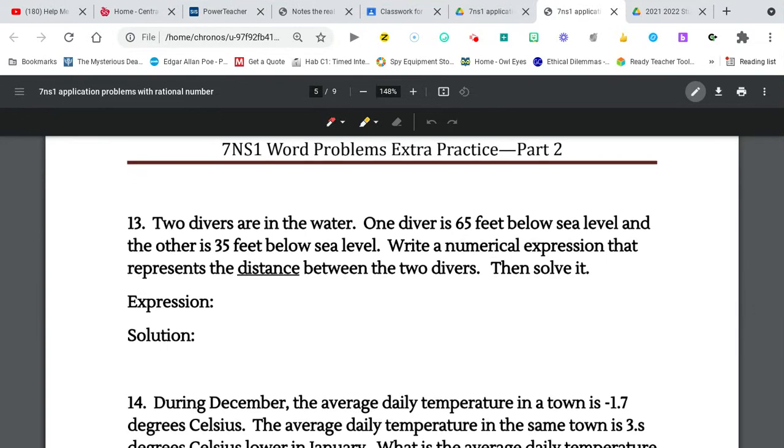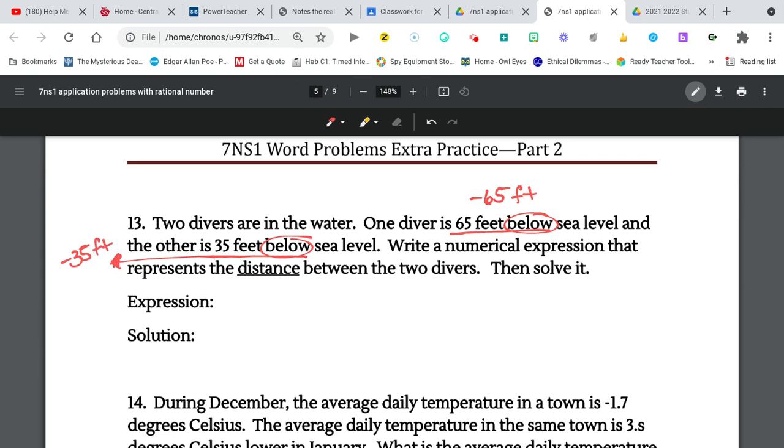It says 2 divers are in the water, so we know they're below sea level. Our numbers are going to be negative. One diver is 65 feet below sea level, and the other one is 35 feet below sea level. So although you don't see a negative on either one of these numbers, the word below is going to indicate that those numbers are negative. So to represent 65 feet below in terms of a number, we would use negative 65 feet. To represent 35 feet below in terms of a number, we would use negative 35.